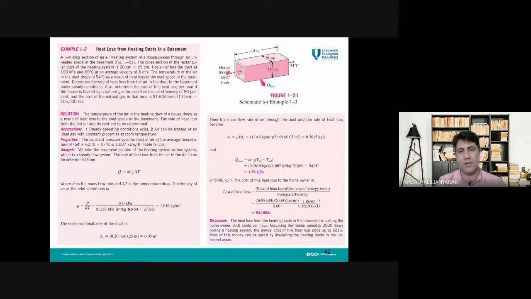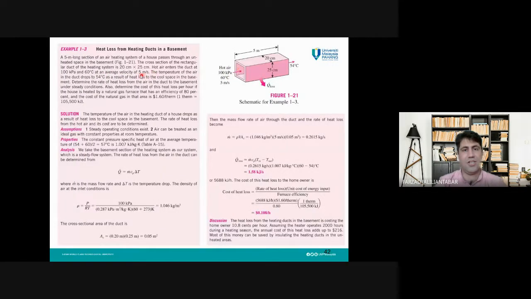The thermal energy from this hot air is transferred from the surface of this duct to the basement, and this is actually a heating system. The cross-section of the rectangular duct of the heating system is 20 centimeters times 25 centimeters, as it is shown here as well. Hot air enters the duct at 100 kilopascal and 60 degrees Celsius at an average velocity of 5 meters per second. So we have air here.